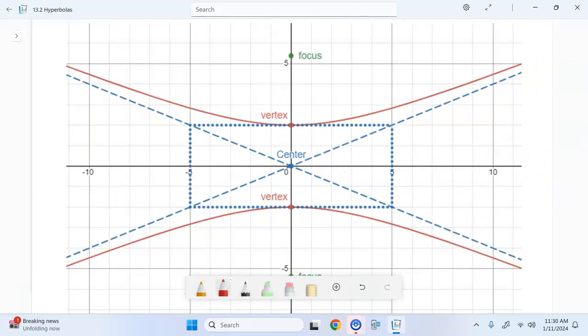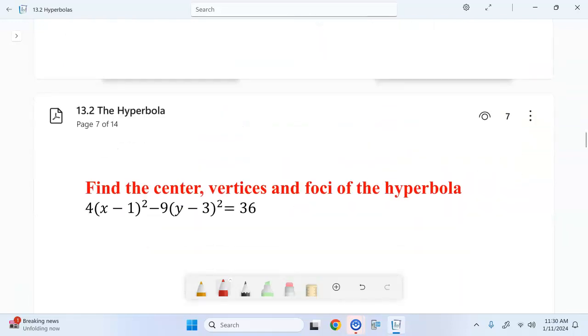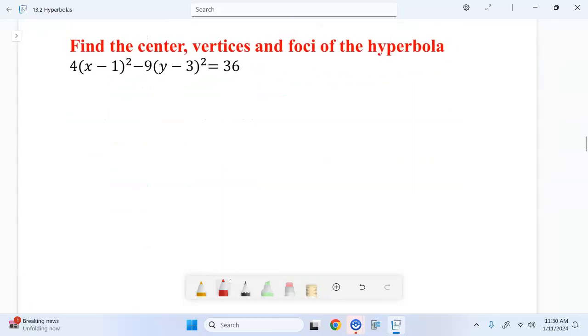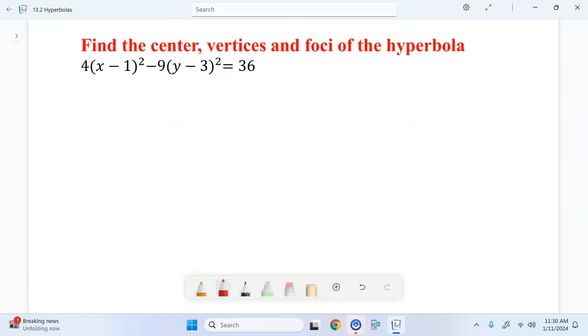Again, it's a better diagram, more accurate depiction of a hyperbola. We saw something similar with the ellipse that we need to do in order to solve, so what do we do?